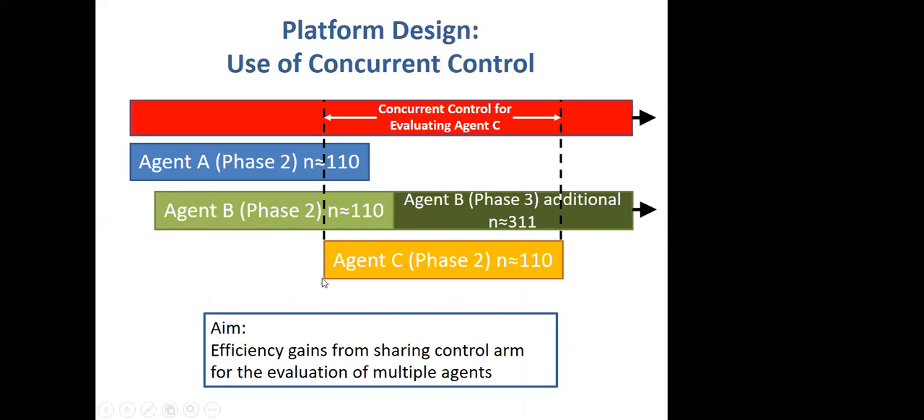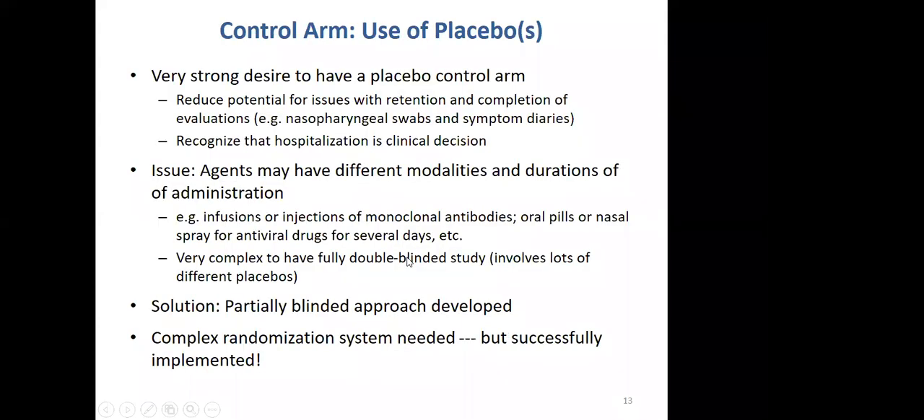So just to remind you, for the comparison of any agent, we're comparing it to a concurrent control group of participants that were eligible for this particular agent. So it was thought, as is often the case, that having a placebo control was really important. And some of this is based upon experience with influenza, obviously a similar disease in some sense, but perhaps leading to less hospitalization and death.